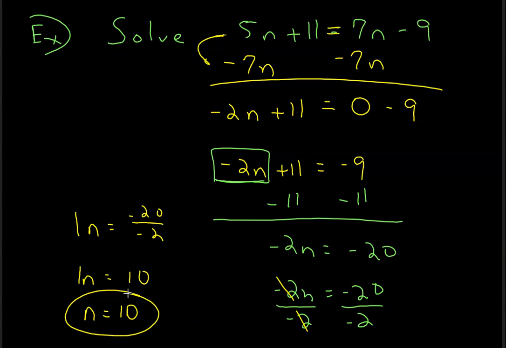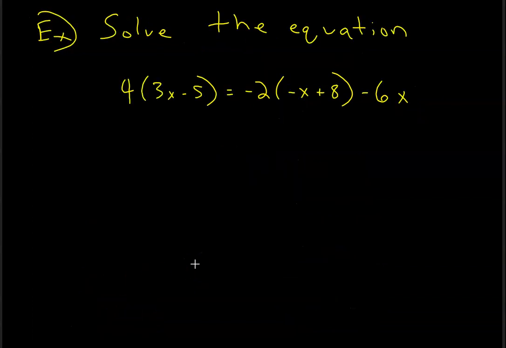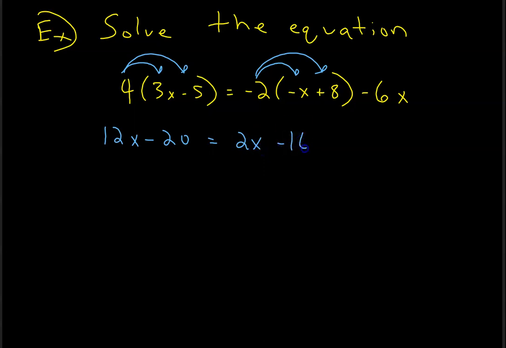Let's do another. All right, so in this problem, we need to solve this equation. And this equation has variables everywhere. So the first thing you want to do to begin isolating the variables is to get rid of the parentheses. So I'll distribute 4 into this set of parentheses, and I can distribute negative 2 into its set of parentheses. So the left side becomes 12x subtract 20, and that's going to equal positive 2x subtract 16.